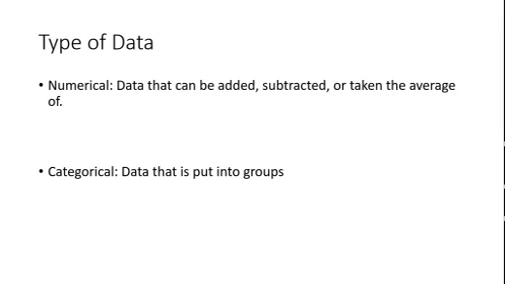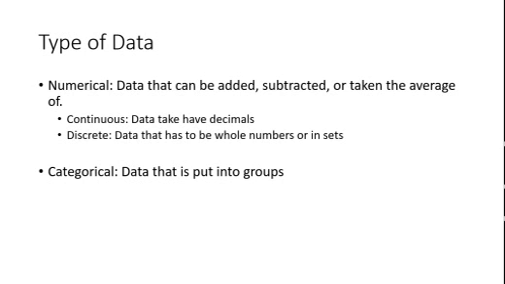So again, numerical is data that can be added, subtracted, and averaged. Broken up into the two types, we have continuous, which usually can be taken to a decimal point, and discrete, which is usually whole numbers or sets of numbers. Continuous would be, let's say you're weighing somebody. That would be considered continuous because someone can weigh 200 pounds or 200.1 pounds or 200.04 pounds.